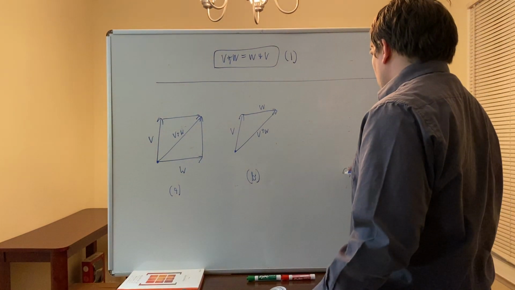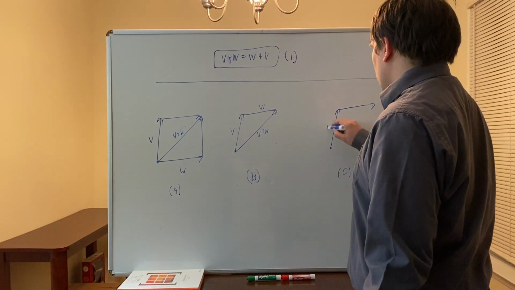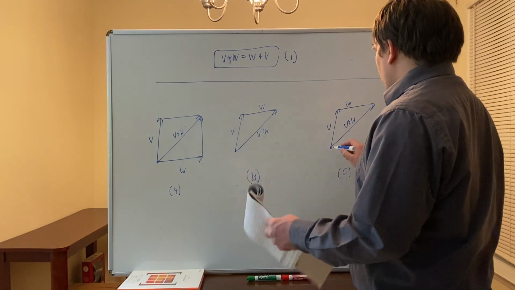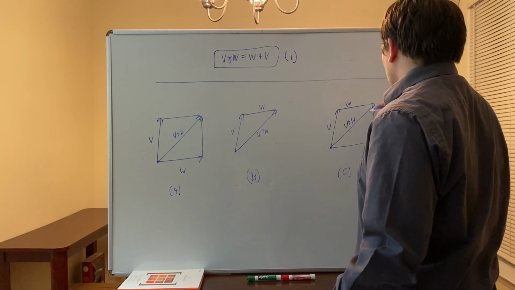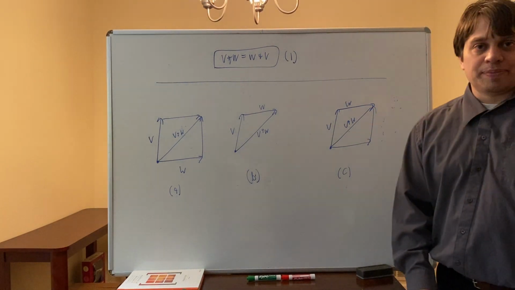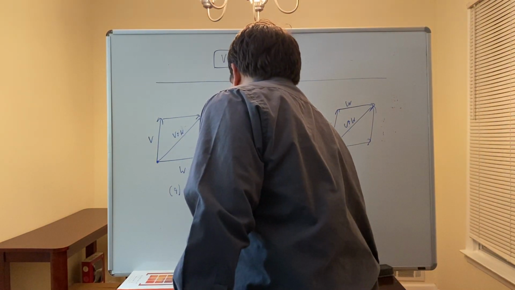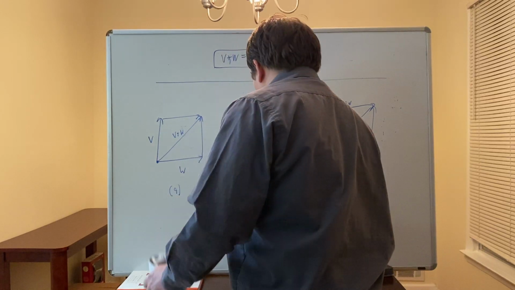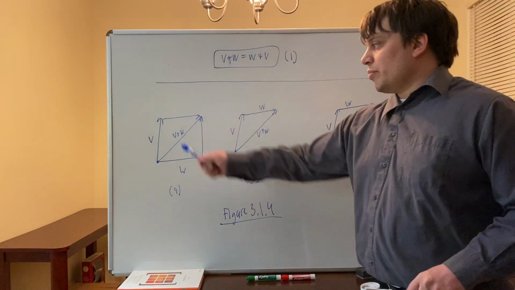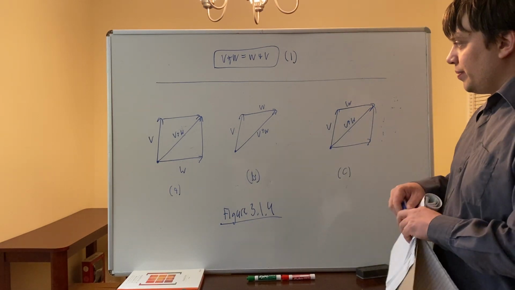And so in C, we just see that by using the parallelogram law to find V plus W, or using the triangle rule, we get the exact same V plus W. Okay, so you get the same vector using either law. And so in the book, this is figure 3.1.4. Okay, parallelogram rule, triangle rule, they both give you the same vector for V plus W.